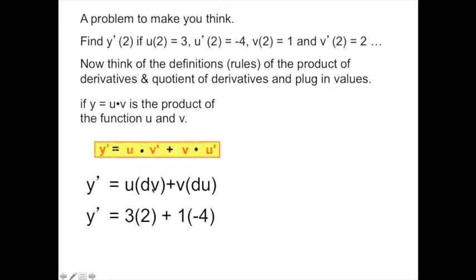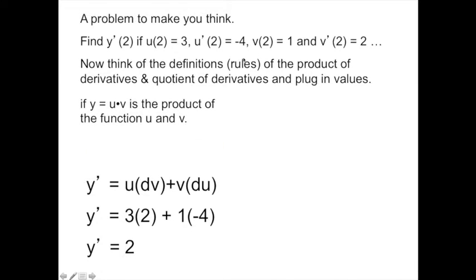The value of the derivative of v is over here. It's 2. So 3 times 2. The value of function v is 1, so we substitute 1 in there. And the value of the derivative of u, or u prime, is negative 4. So here's the product rule using those values for functions and derivatives. And then after we evaluate this expression, we have 6 minus 4, which is 2.